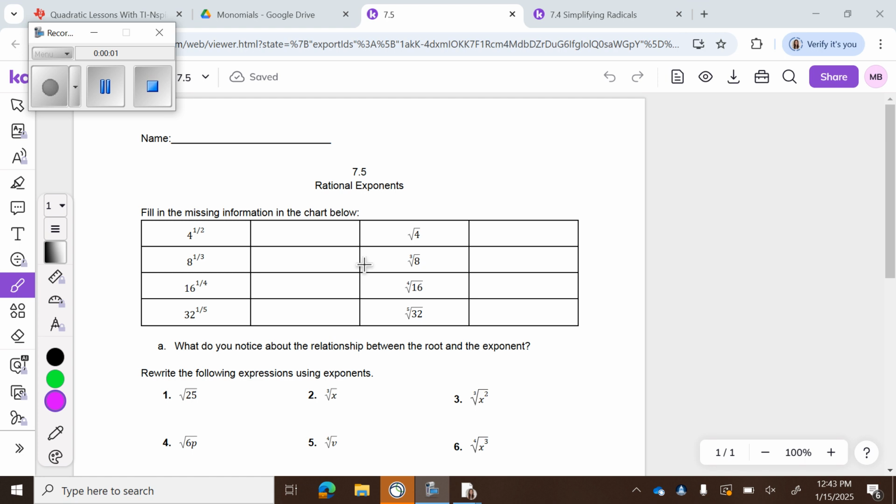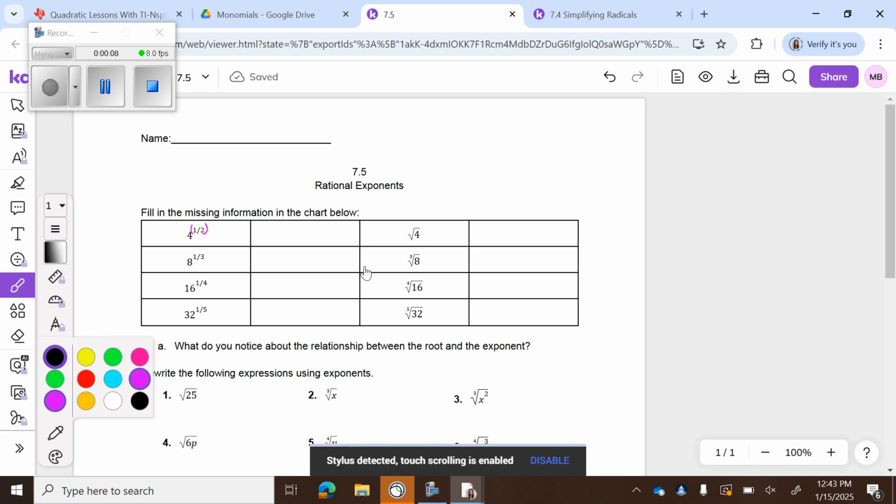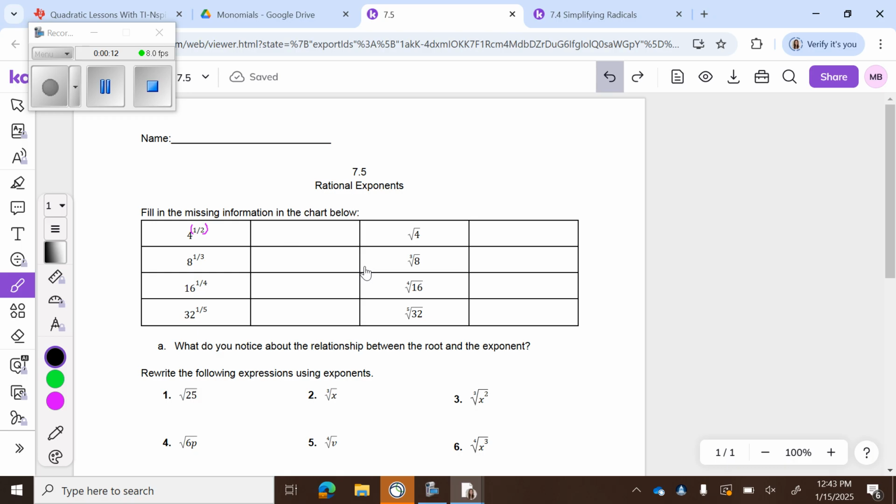Here, we're just going to put all this stuff in our calculator. So if you put 4 to the 1/2 in your calculator, using the exponent button and putting the exponent in parentheses, you're going to figure out that you get 2. If you did the same thing with 8 to the 1/3, you're going to find out that you also get 2. 16 to the 1/4, you're going to get 2. 32 to the 1/5, you're going to get 2.